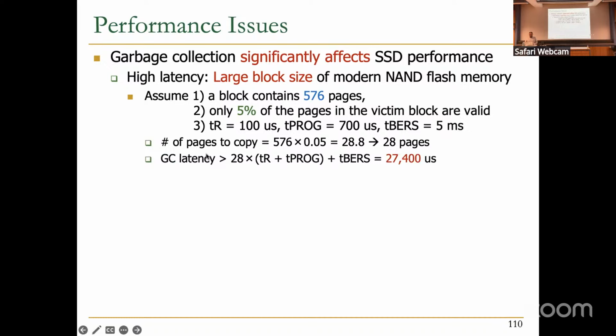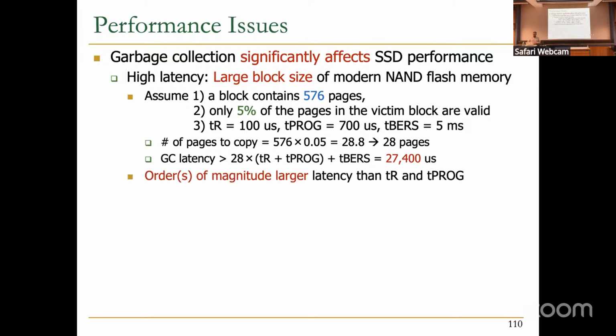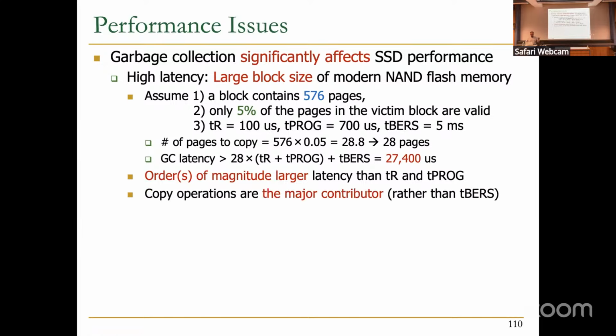So the latency of that copy is going to be 27,000 microseconds, something around that. So the latency is actually huge, which is orders of magnitude larger than the latency of reading and programming, and even larger than erasing. So that's why with garbage collection, the main contributor to the GC latency is not the erasing operation. Erasing can be done in the background sometimes, but that copy is on the critical path.